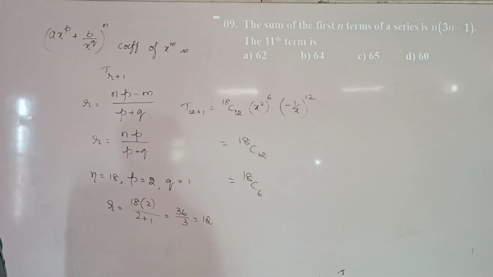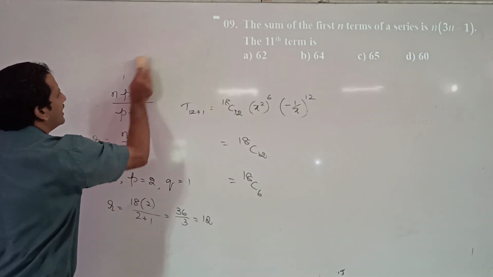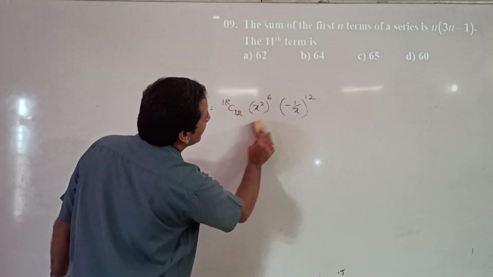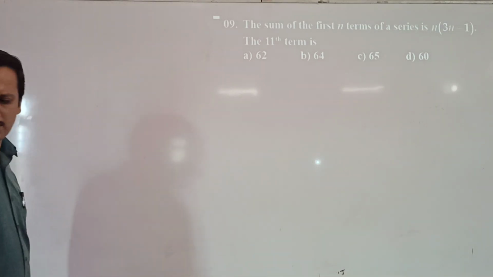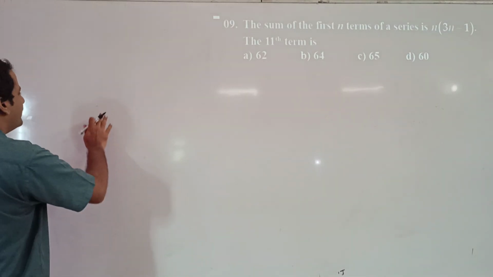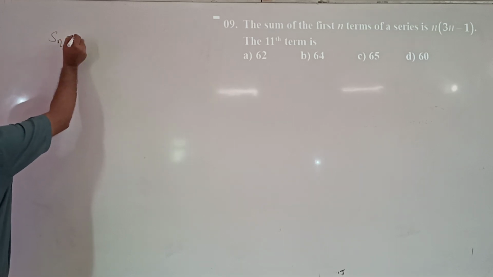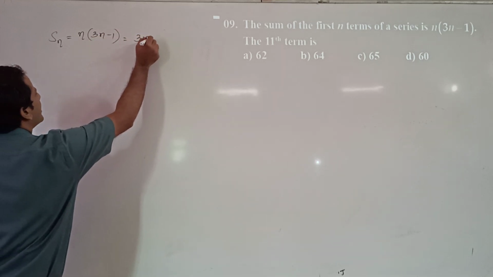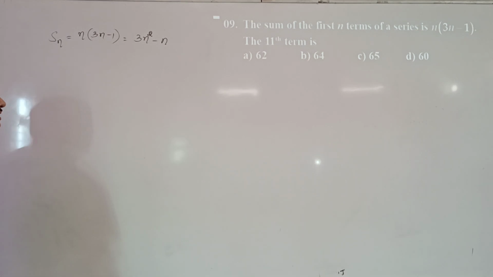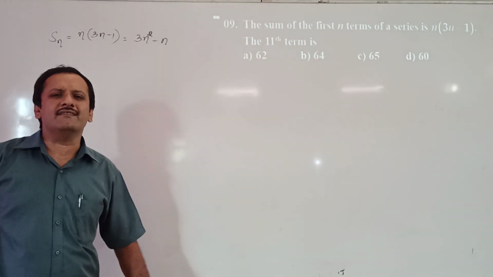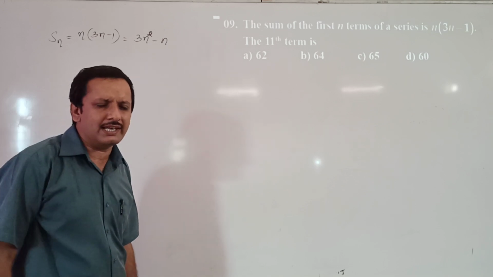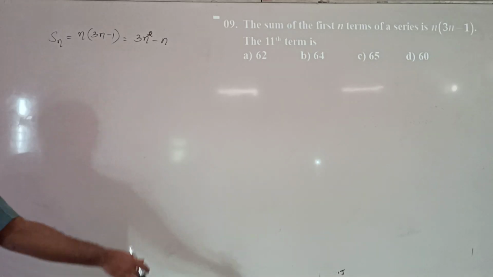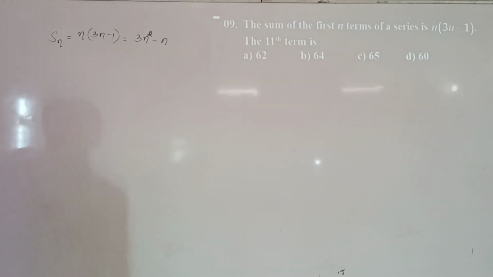Then, 9th question. The sum of the first n terms of a series is n into (3n minus 1). The 11th term is? They have given the sum of n terms, that is Sn. Sn is equal to n into (3n minus 1), or I can write this as 3n square minus n. We are asked to find the 11th term. To get the 11th term, first we shall find the nth term, Tn, and then I will put n equal to 11.